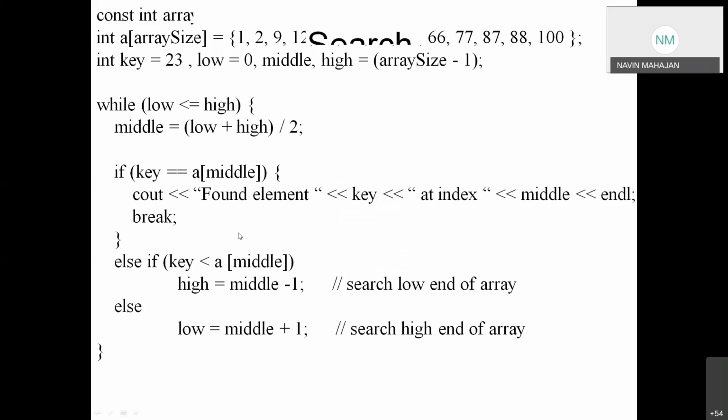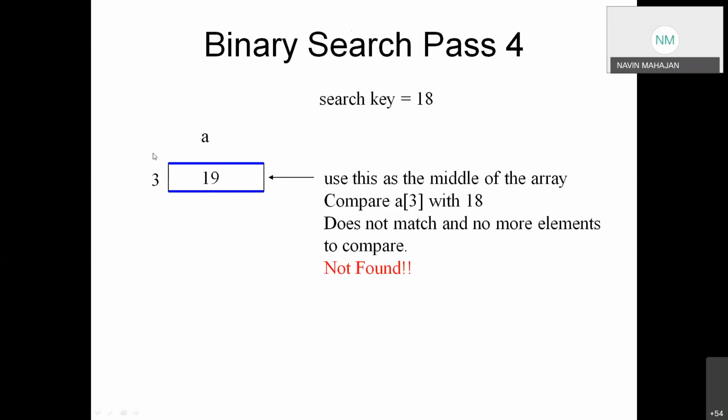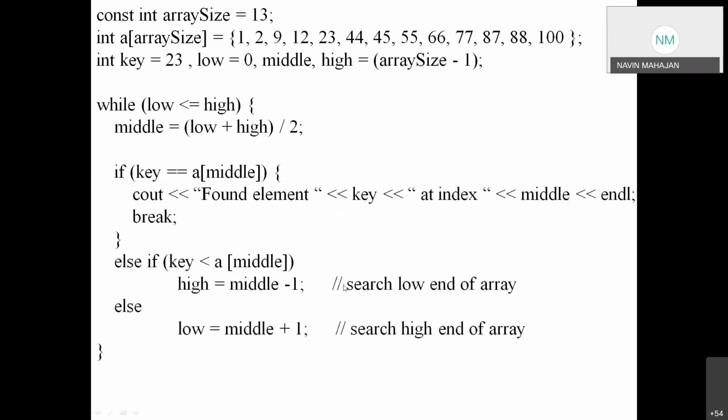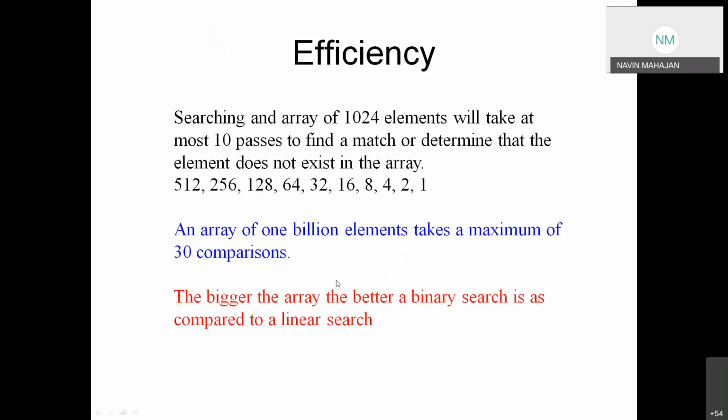That is the condition. If beginning is less than or equal to end, we will continue. Once beginning crosses end, that time we will stop. So we don't have to compare anymore. Elements are over. We have to come out and check whether the number is available. If the number is available, we will print it. Otherwise, we say number is not found.